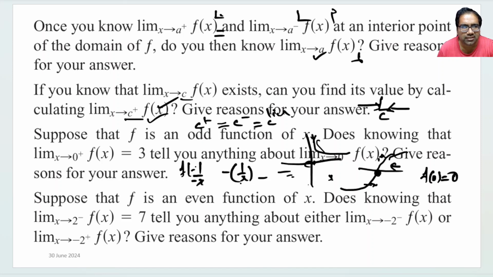What we are just saying is, this side of the graph is approaching 3, then this side of the graph will approach minus 3. That's what we are saying here.